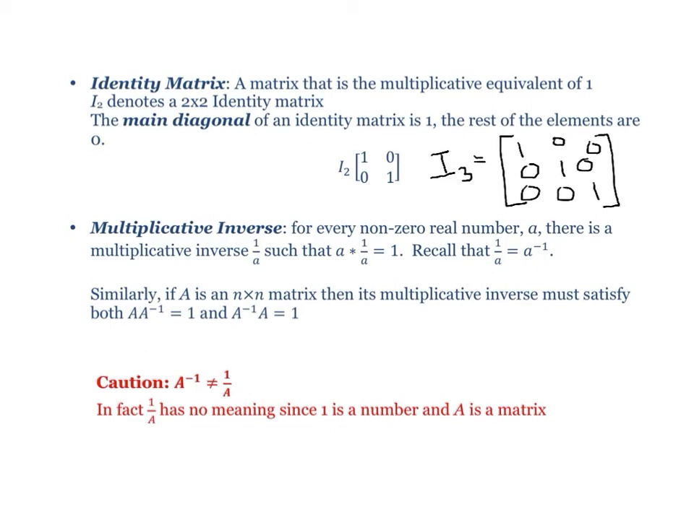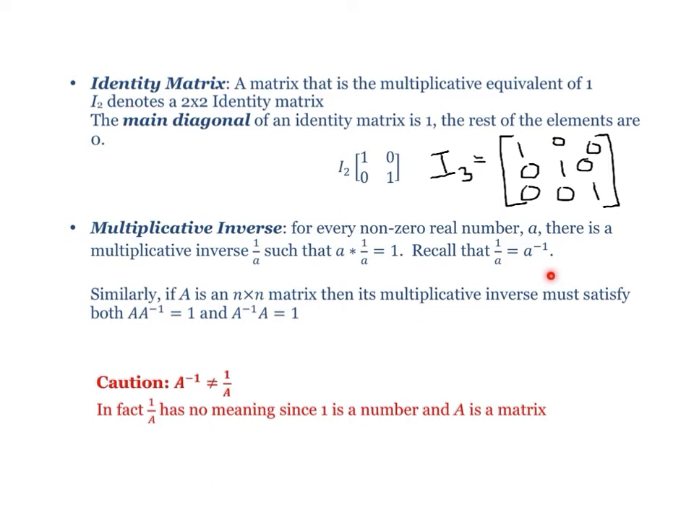A multiplicative inverse means the number you multiply by something to get 1. So, for example, for any value a, the multiplicative inverse is 1 over a, so that if you multiply a times 1 over a, you get 1. That can be written as a to the negative 1 power. The way we say that is the inverse of a.